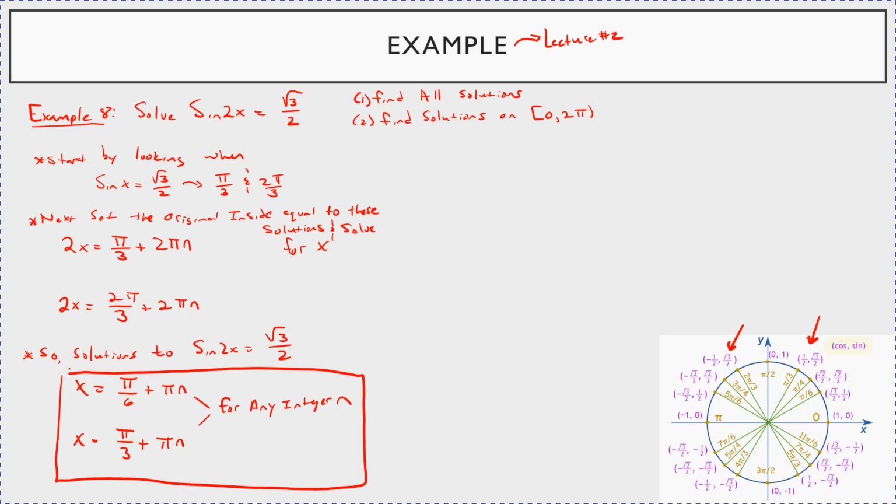Now the next part, how you find the solutions on 0 to 2 pi, is a little bit harder. What you basically have to do is start with each of these, pi over 6 and pi over 3. I can add 1 pi to each of these. I can't add 2 pi because then I'd get over 2 pi. So you can have n equal 1 here.